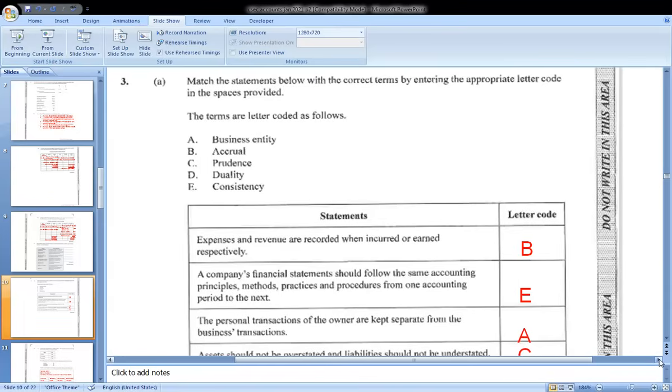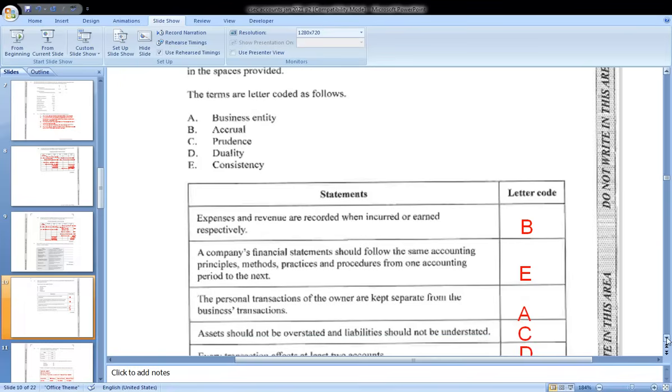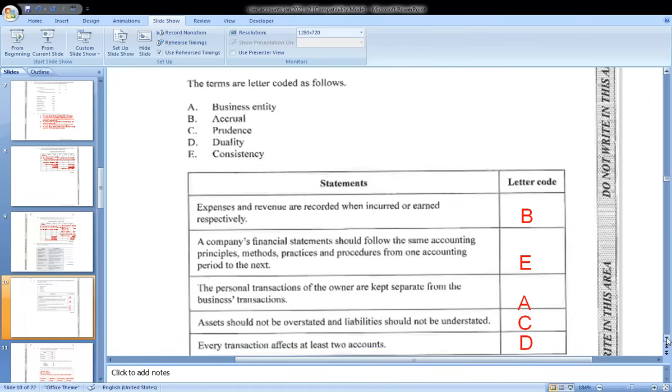The first one says expenses and revenue are recorded when incurred or earned respectively. We know the letter code would be B, accrual. The next one says a company's financial statements should follow the same accounting principles, methods, practices, and procedures from one accounting period to the next. We know that it's E, consistency. The next one says the personal transactions of the owner are kept separate from the business transactions. That is a business entity.